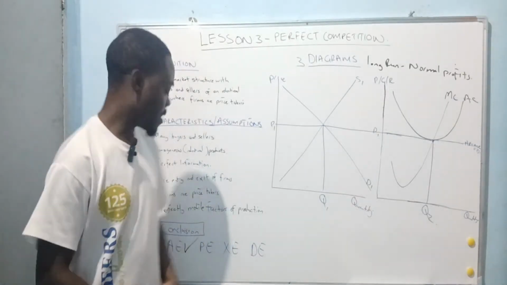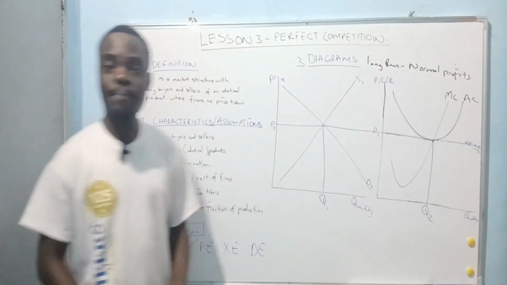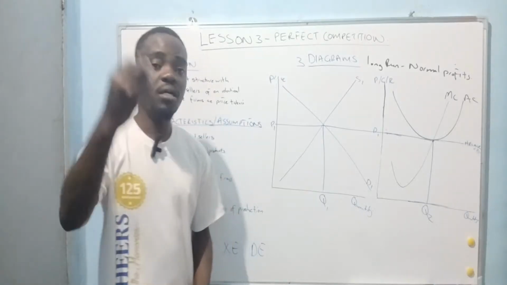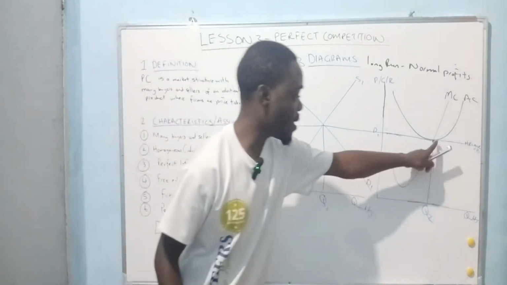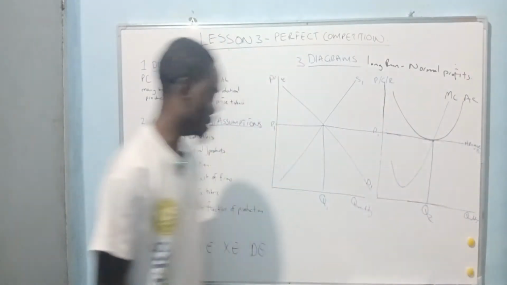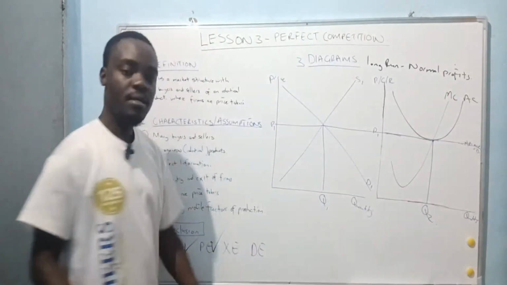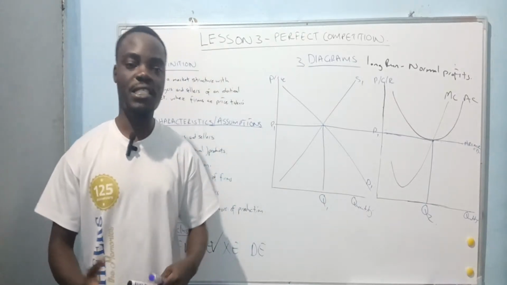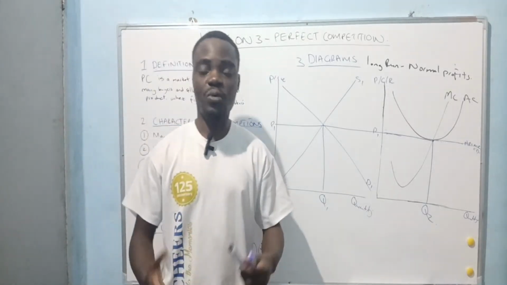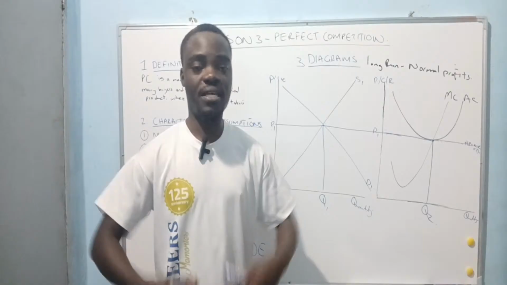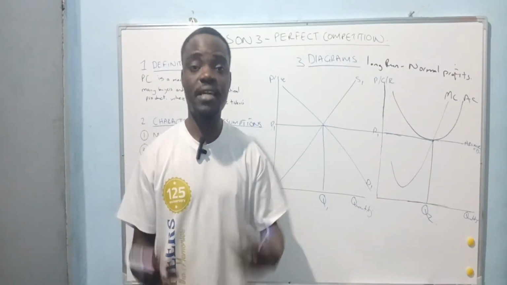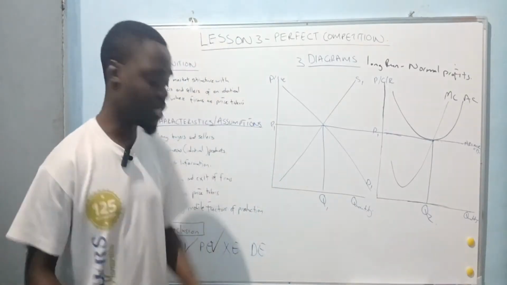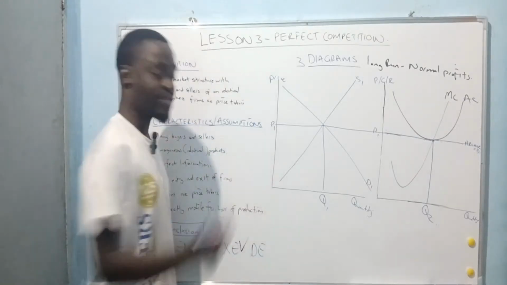Then are they productively efficient? Are they producing at the lowest point of the average cost curve? Yes, they are. This is the lowest point of the average cost curve. That's where they are producing. So are they also X efficient? Usually a firm that is productively efficient is usually X efficient, which means they're going to be minimizing waste and trying to be innovative in their production process. They're also going to be X efficient.